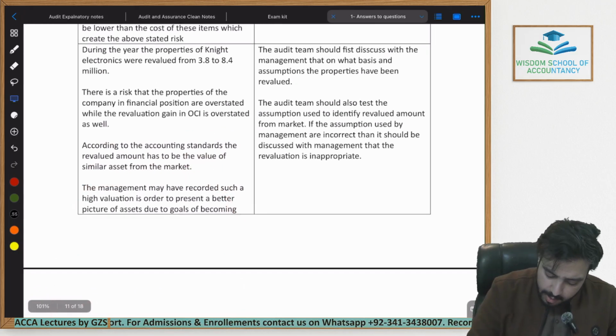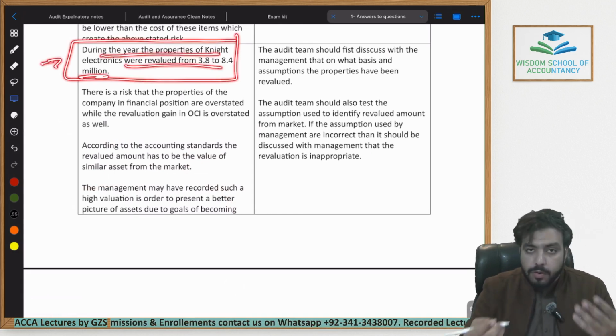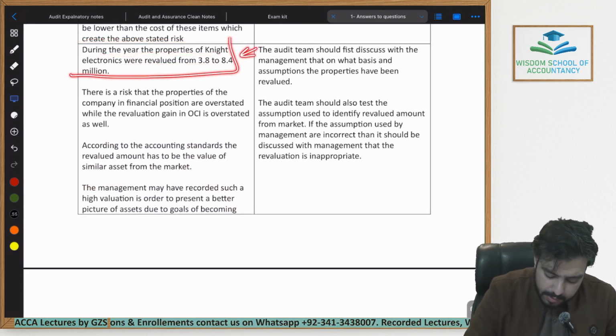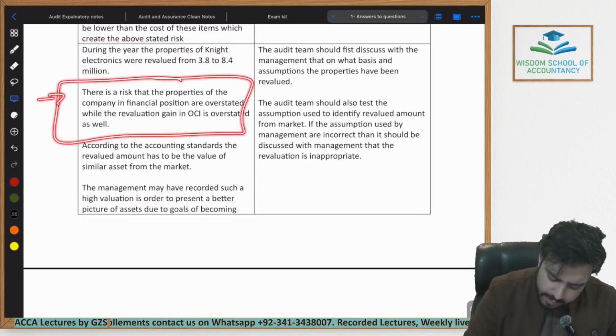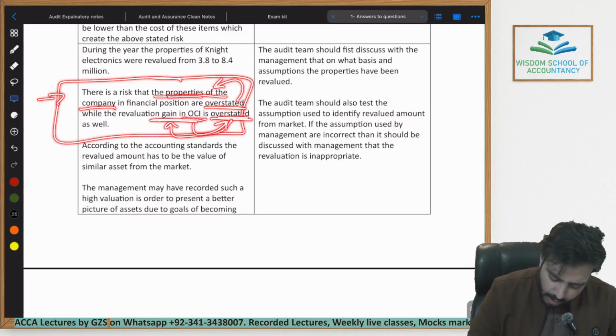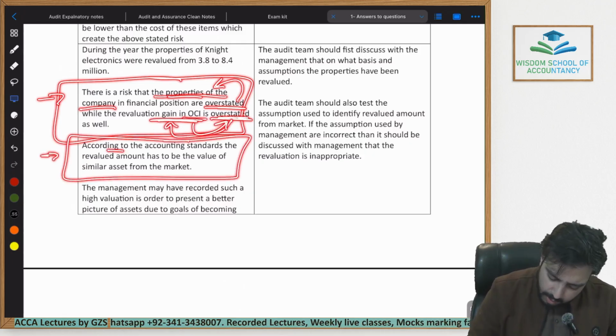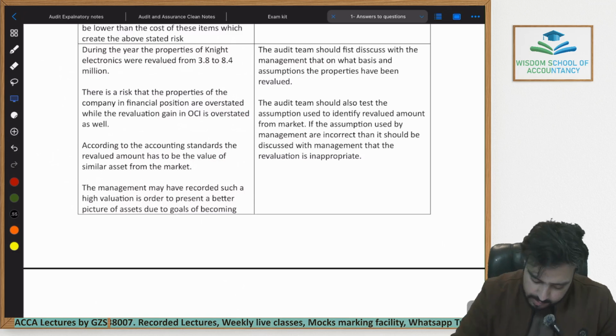So reading it, the first paragraph, identification, is simply written down in the student's own words, from the scenario towards the question. In the second paragraph, I have identified which specific items are at the risk of overstatement. Overstatement is for the properties, and the other item is the OCI, gain recorded within OCI, will also be overstated. Now, within the third paragraph, I've written down that the accounting standard states that the revalued amount has to be the value of a similar type of asset from the market. It cannot be a different asset. This is the appropriate accounting standard in this case.